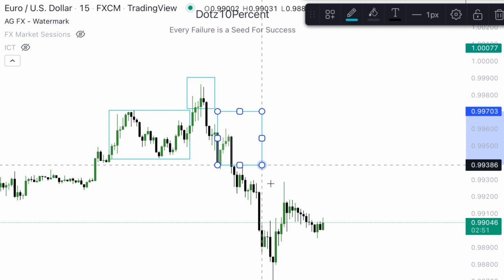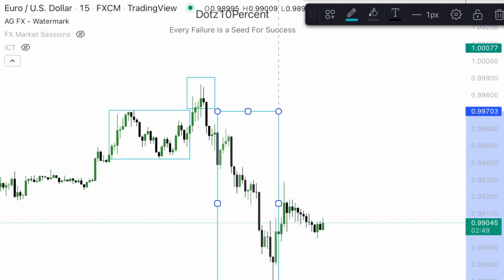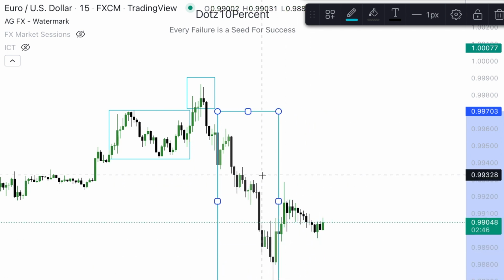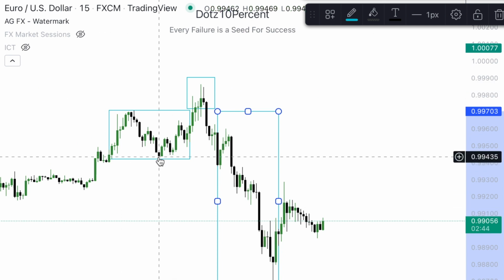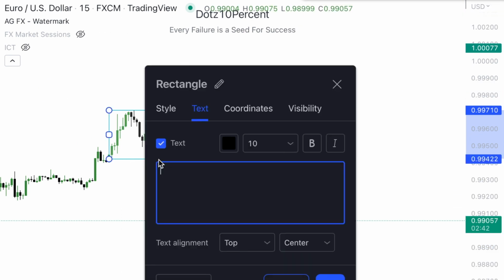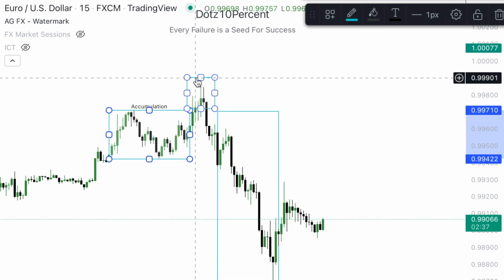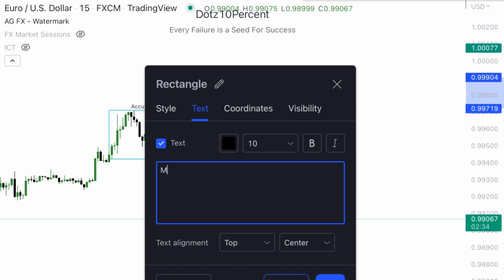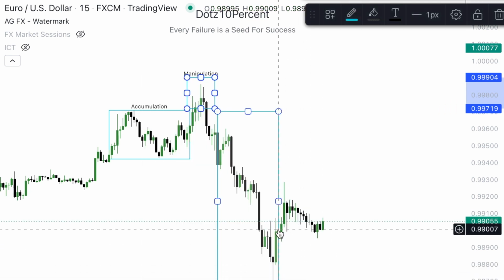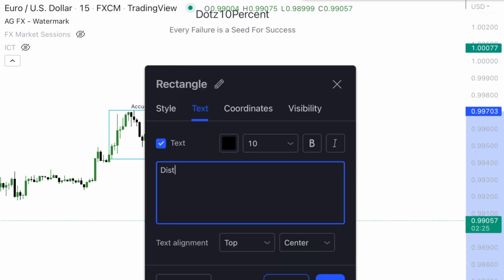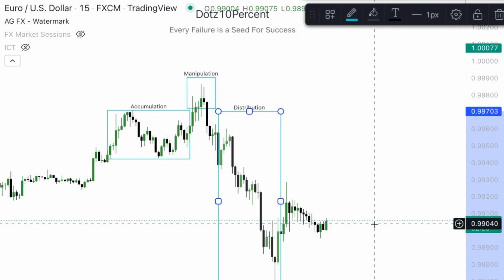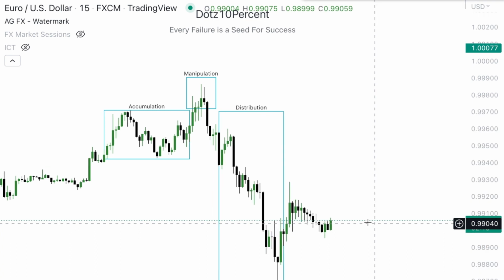And now, what does that look like? Of course, I know some of you may not know what this pattern is. Accumulation, manipulation, and distribution. So today, for me personally, it was a very easy day to read in terms of bias.